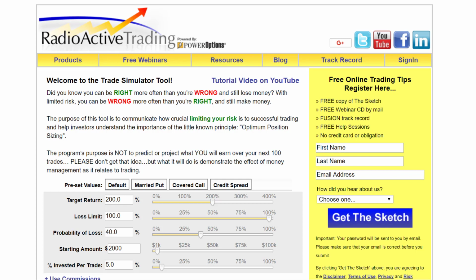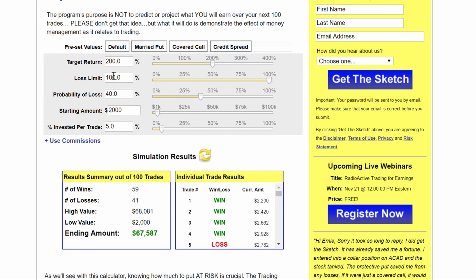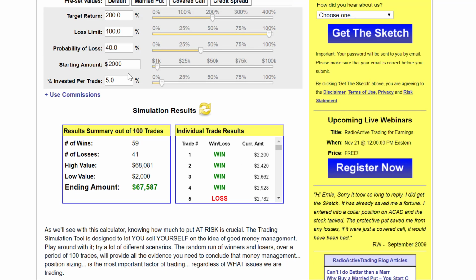If, of course, given that you do the strategy with an edge, proper risk management, consistency with at least 100 trades, and also psychology. So let's see how this works. For the target return, let's say you have a strategy that makes you win twice as much as what you're willing to lose. So target return is 200%. The loss limit here is 100%. Probability of loss 40%. Let's say you have a strategy that wins 60% of the time. And we start with a starting amount of $2,000, and we're willing to risk only 5% per trade.